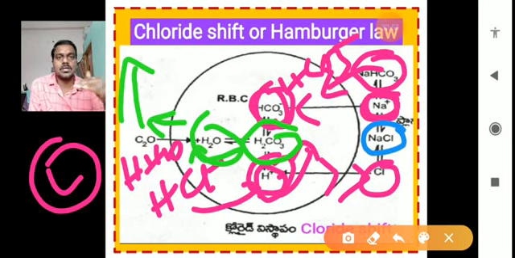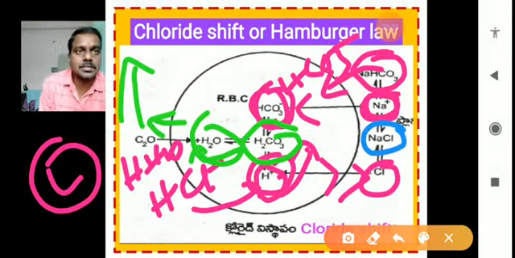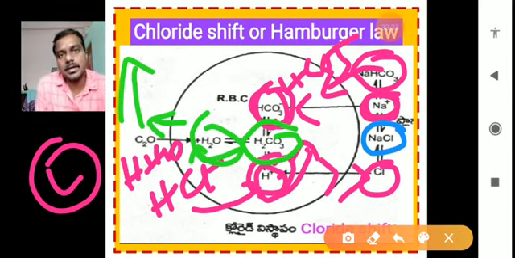Then the HCO3 again enters the RBC through the plasma membrane of the RBC, and H plus ions are already present. That H plus and HCO3 minus ions again bind and form H2CO3. That H2CO3 forms H2O and carbon dioxide, and that carbon dioxide is released into the alveoli of the lungs. This reverse process is with the help of carbonic anhydrase. The carbonic anhydrase is very important.